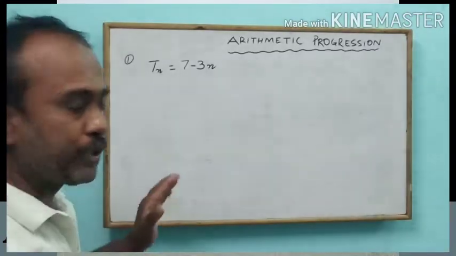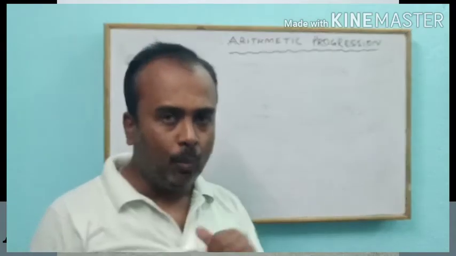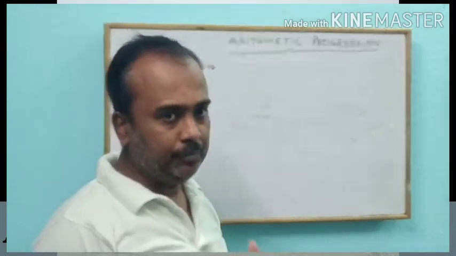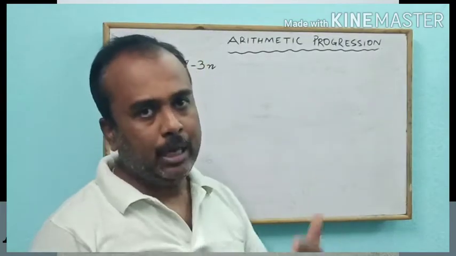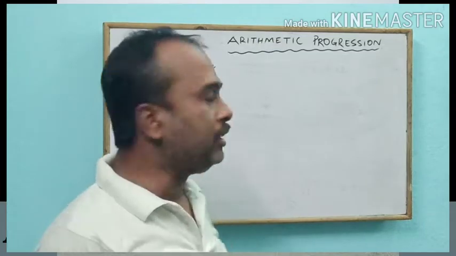Here in this question, Tn I have written 7 minus 3n. What is the question? I have to find out the AP series, and I have to find the 20th term.